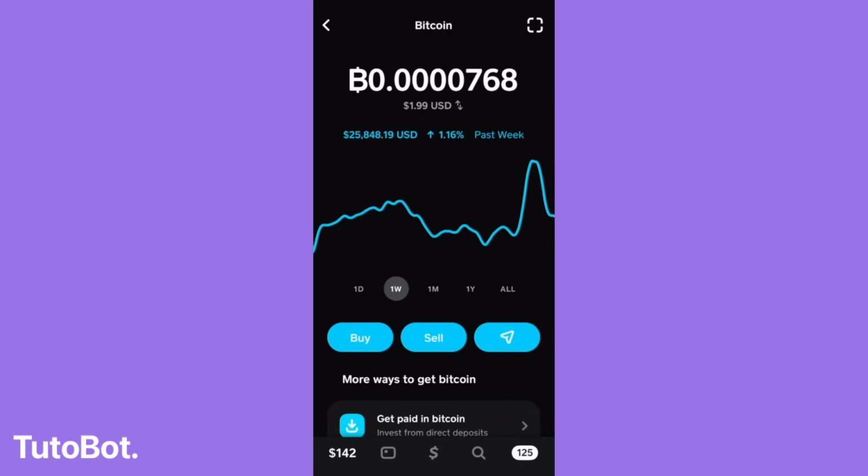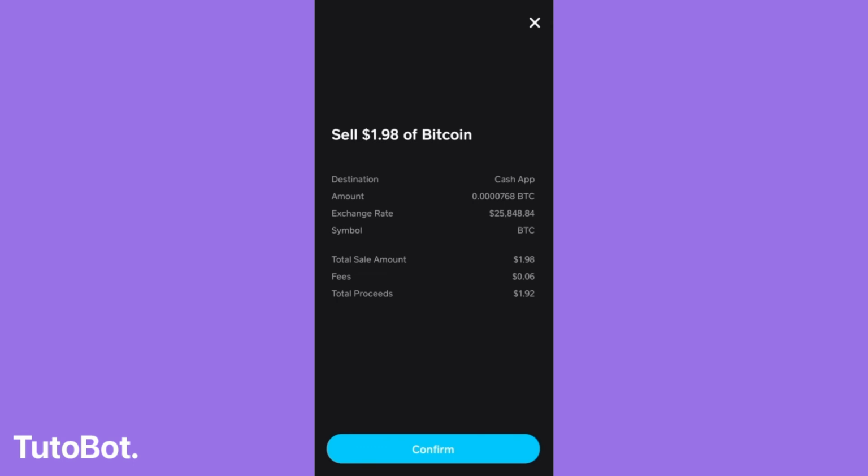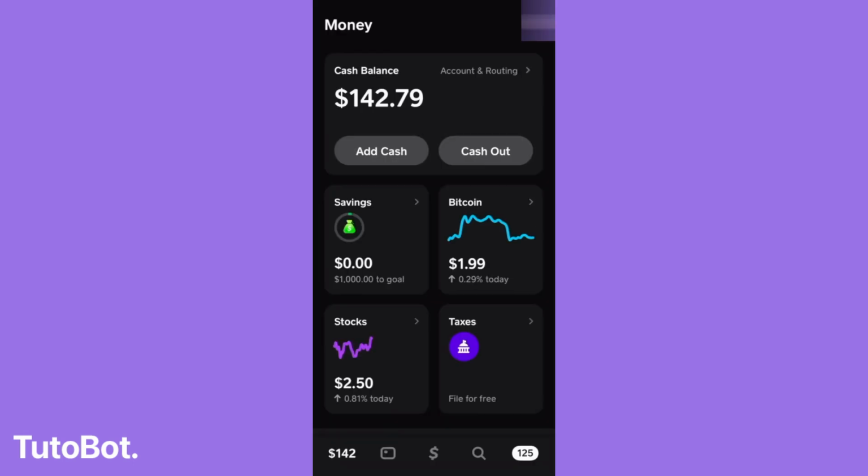Once your Bitcoin is available on that platform, tap the sell button and choose the amount of Bitcoin you want to sell. Confirm the transaction, and your Bitcoin will be converted into your local currency, such as US dollars. After the sale is complete, the money will be added to your account balance on that platform. For example, on Cash App, the funds will appear in your Cash App balance.